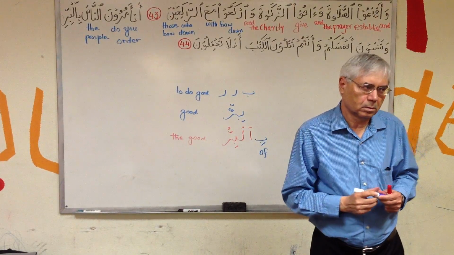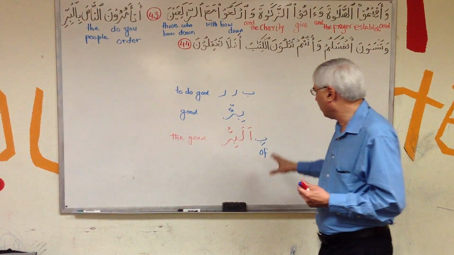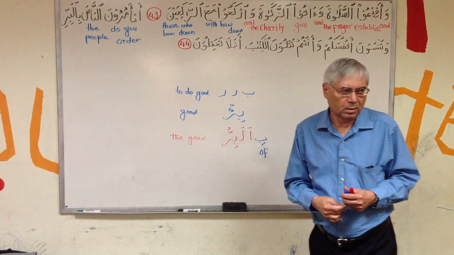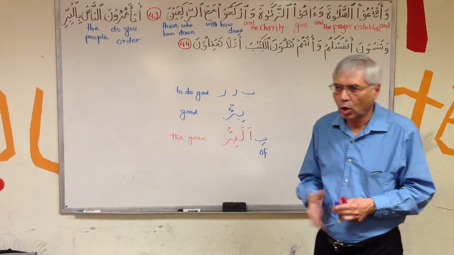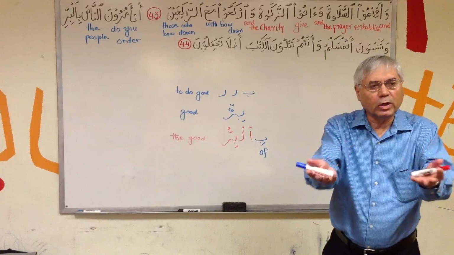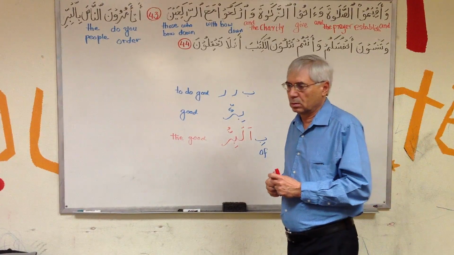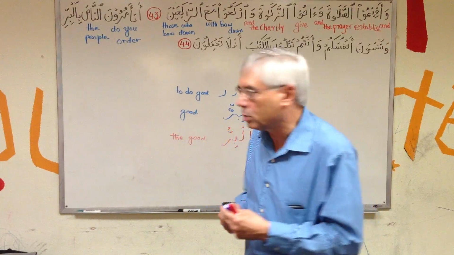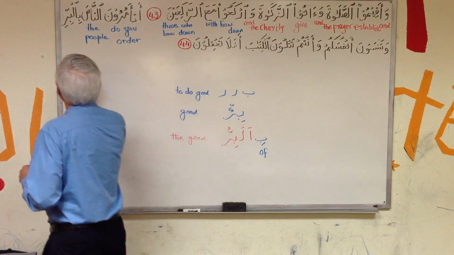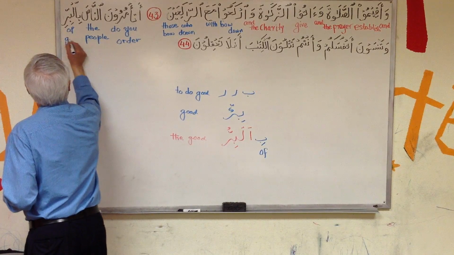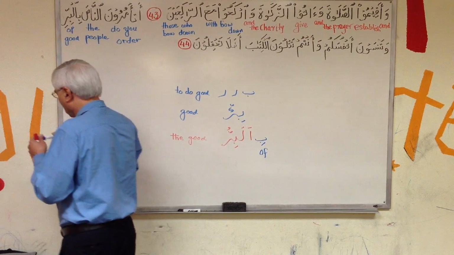If I put a ba here before that, ba means of. Ba is a harf-jar, so birru will become birri. Bil birri, of good. Do you order people of doing good? Means you're telling people to be good, do good things, ordering them to do good things.